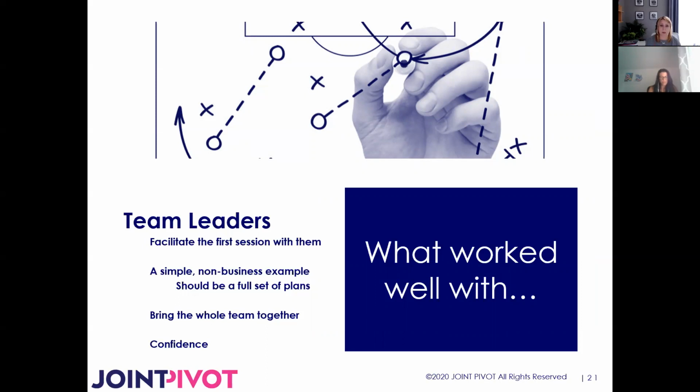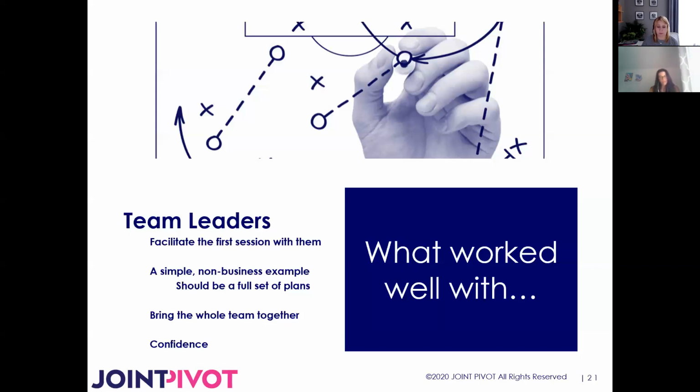I also did share a simple, again, non-business example and a full set of plans so that those people who need to see what the end game looks like were able at that point to see where we were going with it. And it was almost then turned into an exercise of filling in the blanks. It was very helpful to bring that whole team together. So if we could bring in the leader and all of the employees on the team together to be able to fill out the X matrix, that worked out really good.